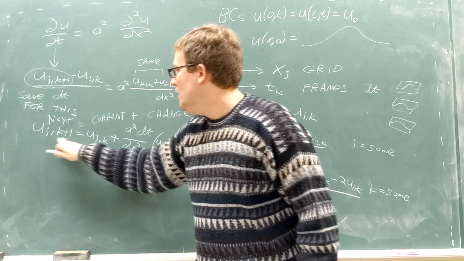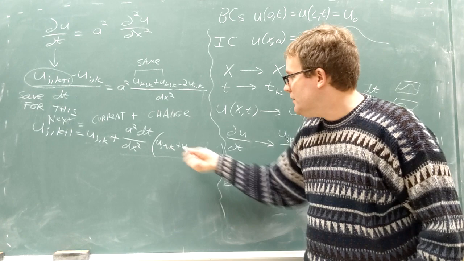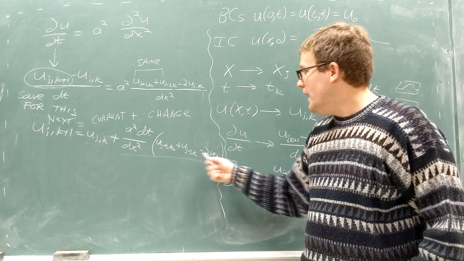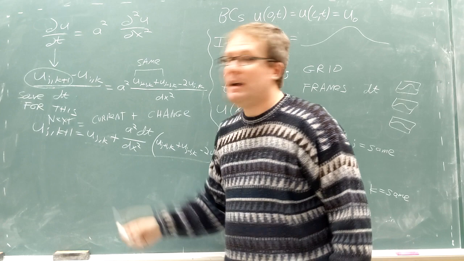Or take the other example, if I've got a minimum, if I've got a u value at one point that is lower than its two neighbors, here's the two neighbors, here's this value, then this whole thing is going to be positive, right? Because I'll have two values minus a smaller value. Then I'm adding to this thing, right? And so then my uk plus 1 is going to be bigger than my uk.